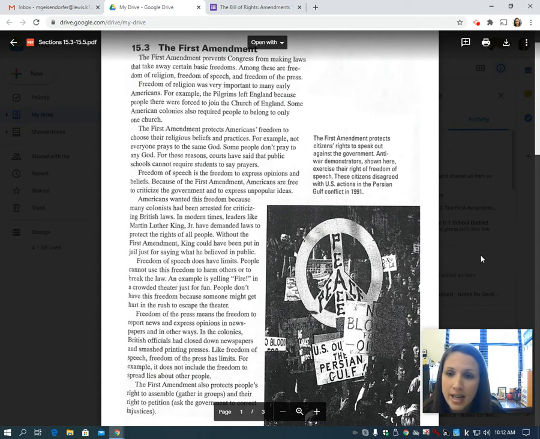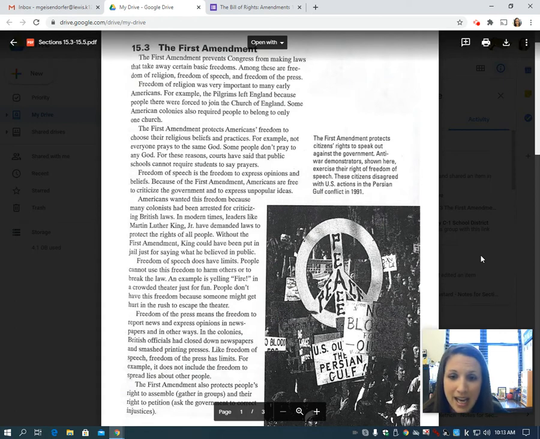Okay? The next paragraph says, freedom of speech is the freedom to express opinions and beliefs. Because of the First Amendment, Americans are free to criticize the government and to express unpopular ideas. You have to understand that is a freedom because we see it all of the time, especially on social media. It says, Americans wanted this freedom because many colonists had been arrested for criticizing British laws. In modern times, leaders like Martin Luther King Jr. have demanded laws to protect the rights of all people. Without the First Amendment, King could have been put in jail for just saying what he believed in public.